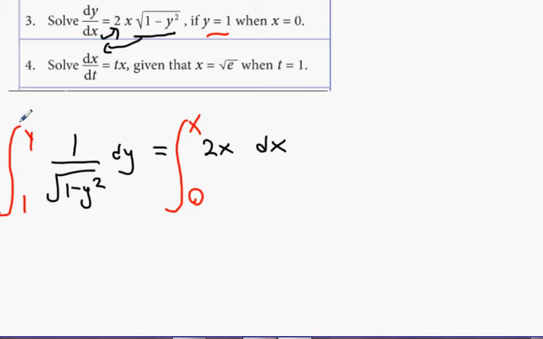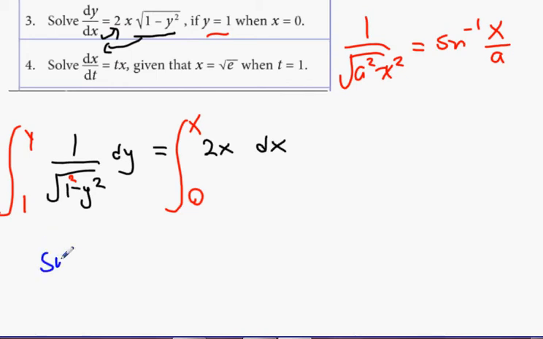And what this will do is create an equation of y in terms of x. So, anybody know how to integrate this? It's 1 over square root of a squared minus x squared, which is sine inverse of x over a. Is that right? Sine inverse x over a. So what happens now? Anybody tell me? Sine inverse y over 1. There's no need for the 1, so we can get rid of it.